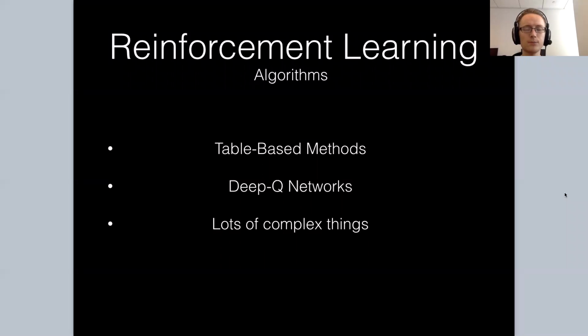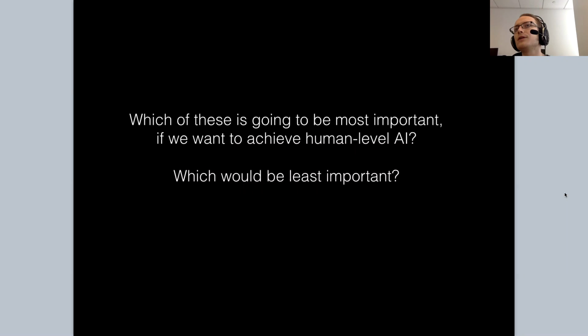So one thing you could ask yourself is, if we want to achieve human level AI, which is, let's be honest, what we're all interested in at a certain level, which of these would be most important and which of these would be least important? I could just leave that with you as a question to contemplate.